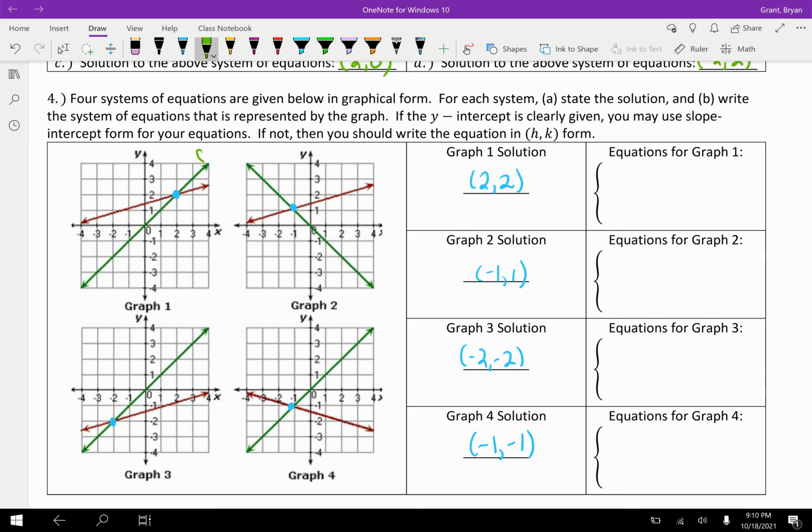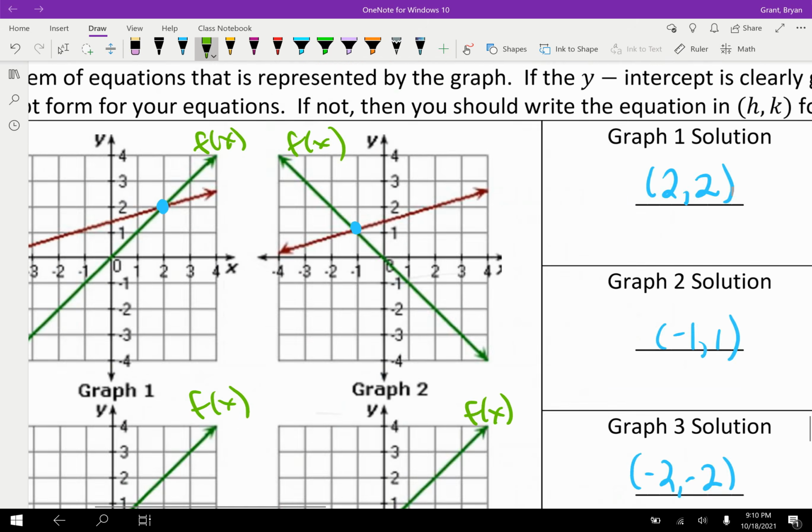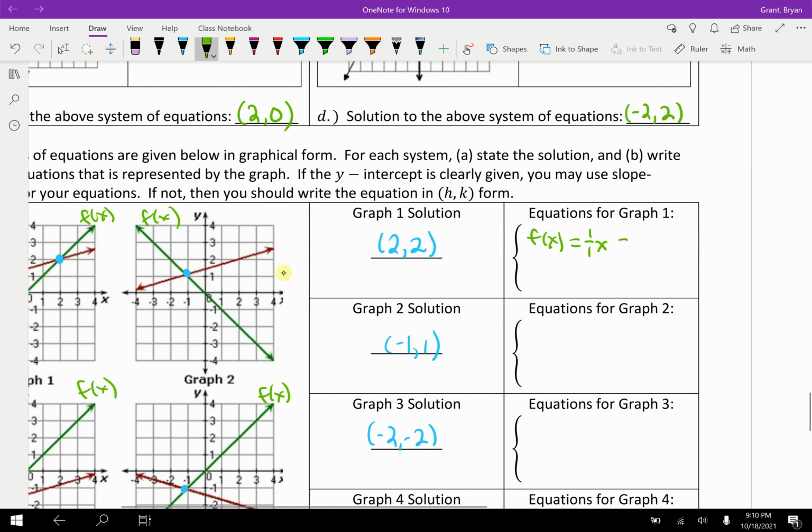I'm going to call this green one f of x just to be clear. You can call it y, that's fine. So let's go ahead and tackle all of the green ones first because I think they all have nice y-intercepts. So for my green one, we get f of x equals, starts at 0 and goes up 1 over 1. So I think my slope is 1 over 1 x, and then up 1 over 1. The y-intercept is 0, so plus 0.